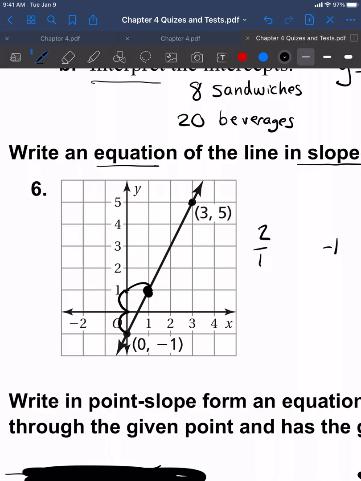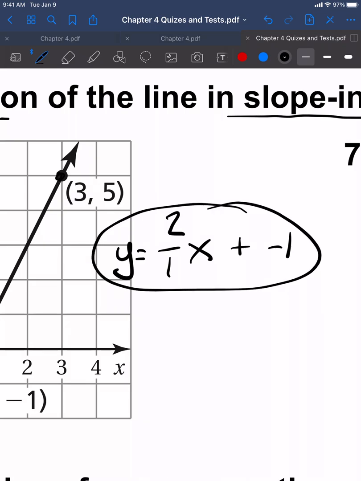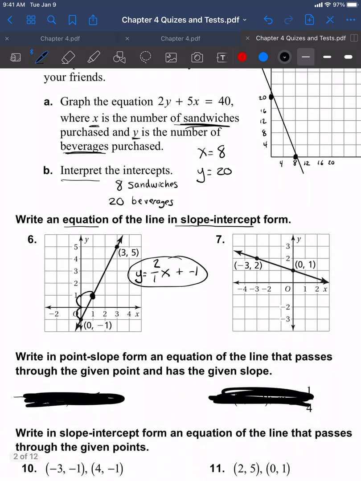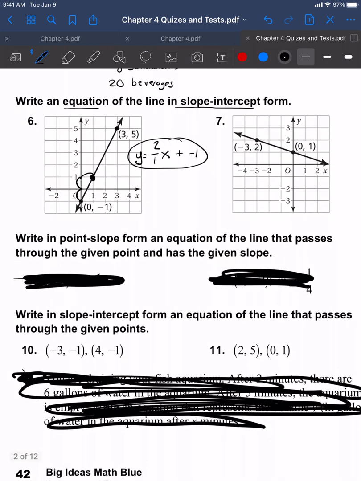Now, that sure as heck does not look like an equation. What am I missing? Y equals 2x, plus 1. You could put +1. You could just say -1, but +1 looks nice too. Okay? That's all you have to do. Follow those steps to get me an equation. I want you guys to try 7 on your own. We're not doing 8 and 9. Those are from 4.7, and we're skipping 4.7.